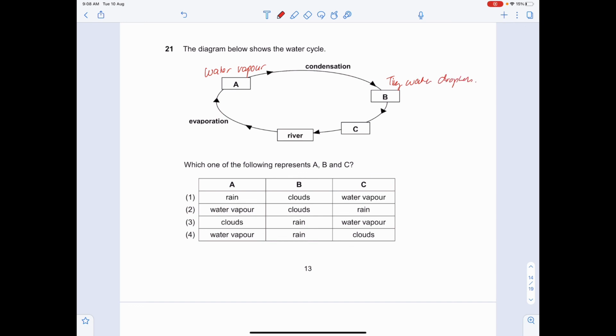Now, there is no process here and it returns back to the river. So in this case, it will have fallen as rain because there's no change in state between these two. This must be rain. So your tiny water droplets over here are suspended in the air, also known as your clouds. With that in mind, we will have already filled in all the blanks and correctly identified number 2, whereby A is your water vapor, B are your clouds, and C would be your rain.